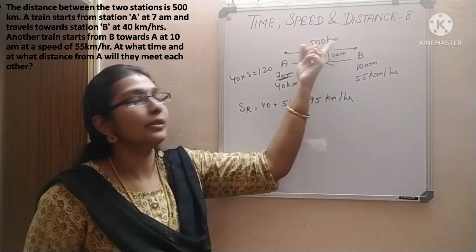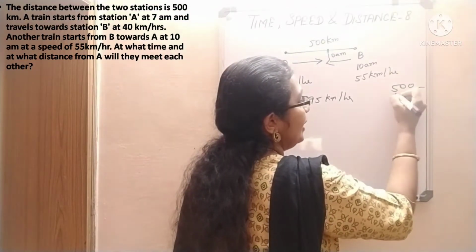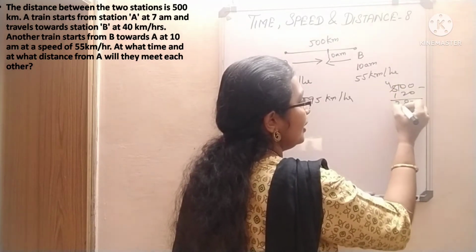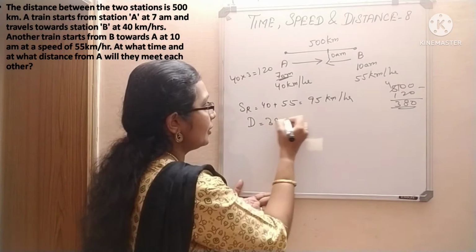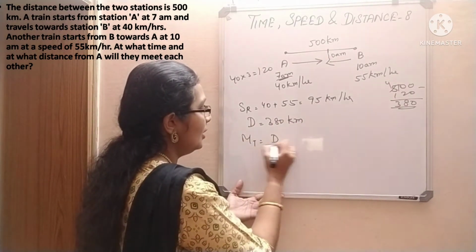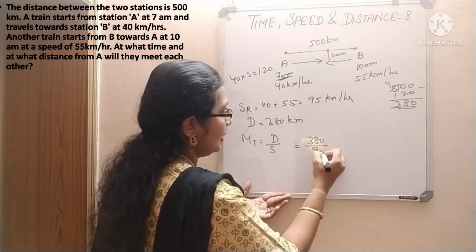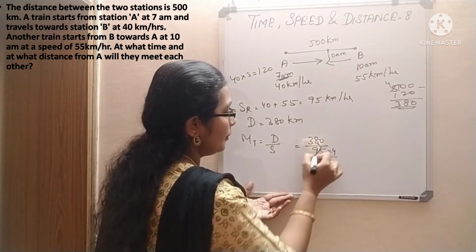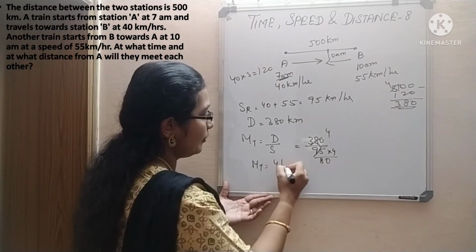So that I have to subtract from the total distance. So 500 minus 120 is 380. So now the distance is 380 kilometers. Clear? Now find the meeting time. Meeting time is equal to distance by speed, which is equal to 380 by 95. 5 fours are 20, so 4 times we get it. So your meeting time is 4 hours.